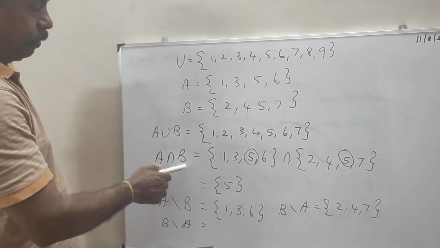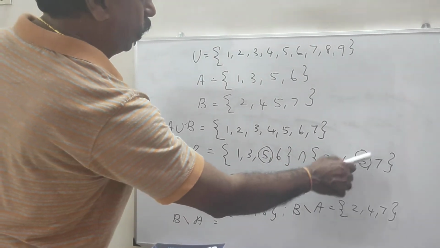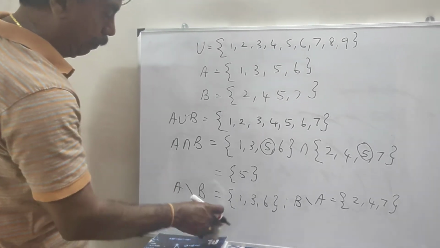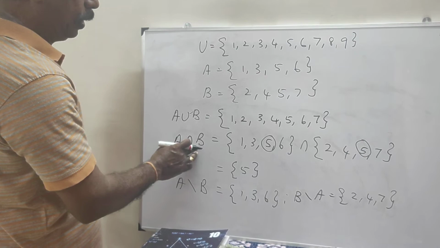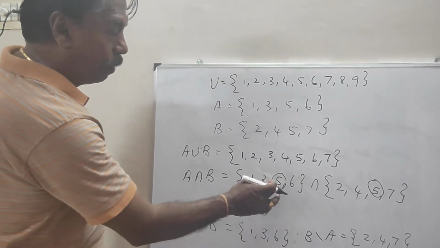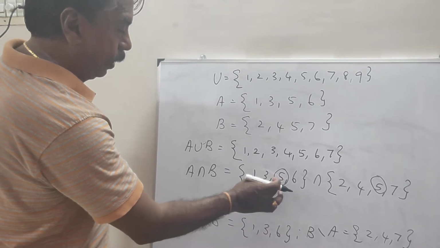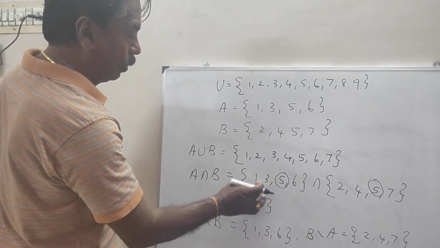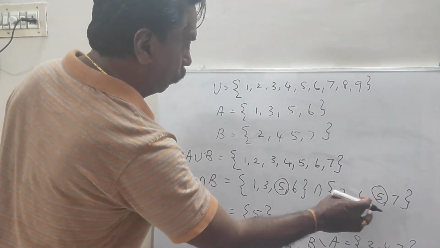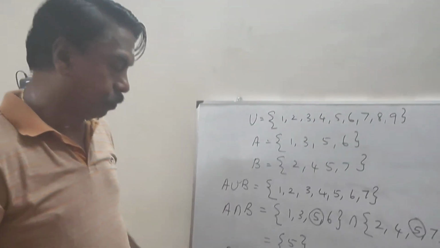When we find A intersection B, A is 1, 3, 5, 6 and B is 2, 4, 5, 7. To find A intersection B, A difference B and B difference A, what is A intersection B? The element that is common to both A and B is A intersection B. Now the common element is mentioned here. Now the elements other than the element 5 in A, that is 1, 3, 6, is A difference B. And the element other than 5 in B is B difference A.